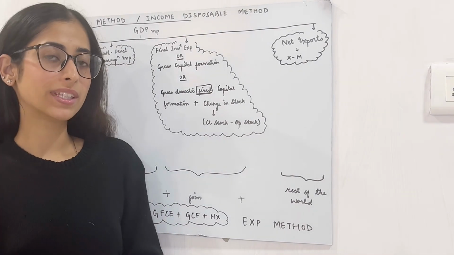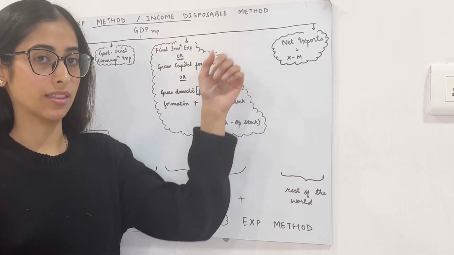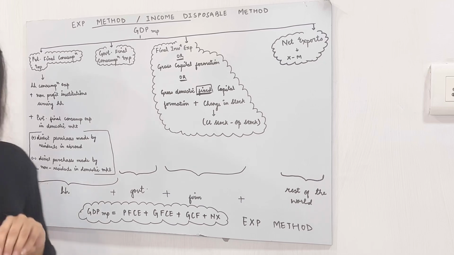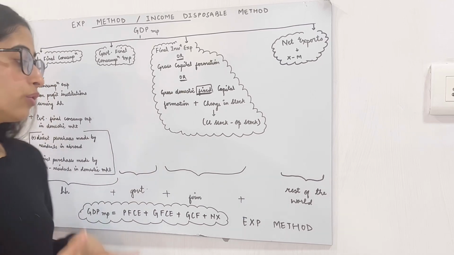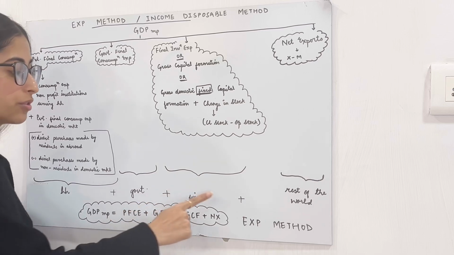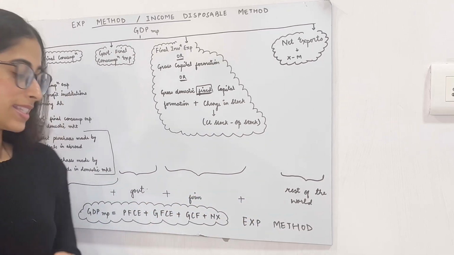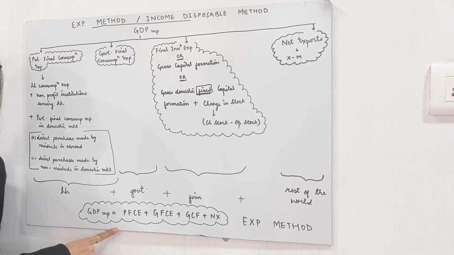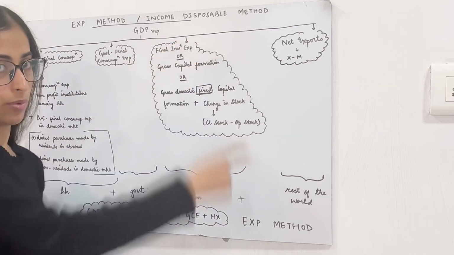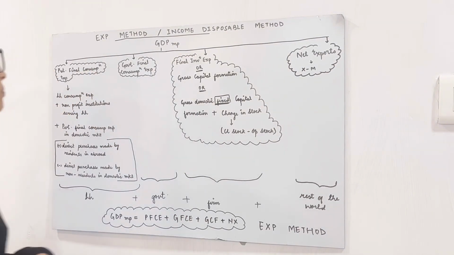Let us talk about the expenditure method, also called the income disposable method. In the expenditure method, the domestic territory is divided into 4 economic units, that is household, government, firm and rest of the world, which together combine and give us the GDP at MP, that is gross domestic product at market price. So there are 4 components under this method.